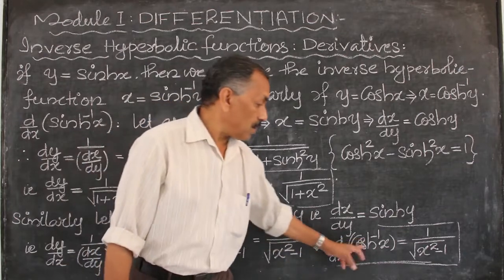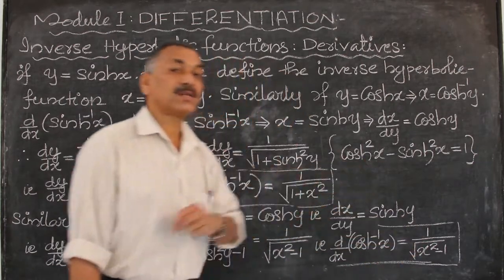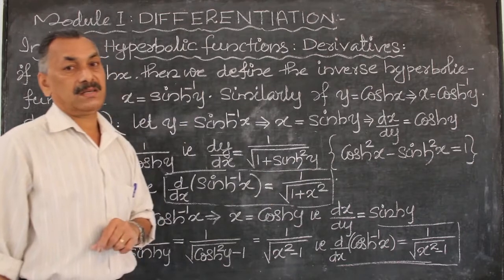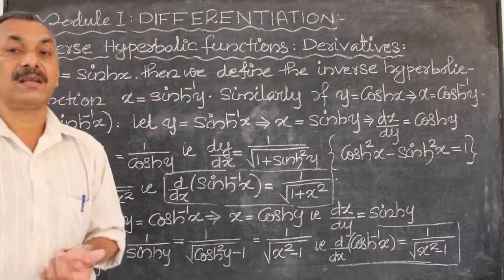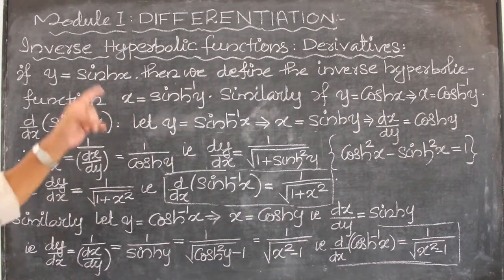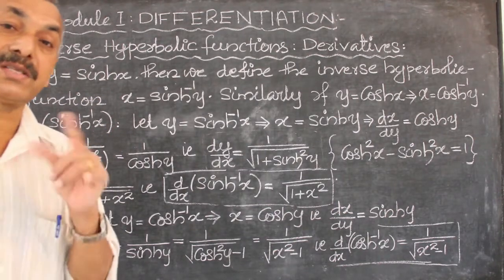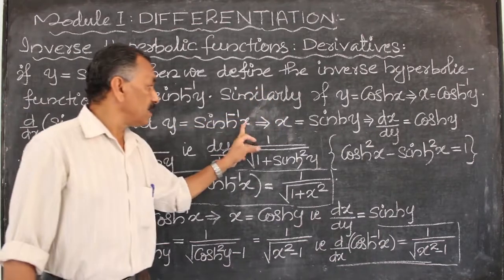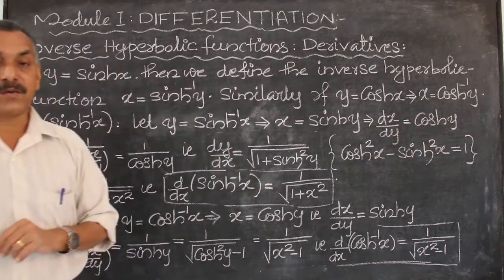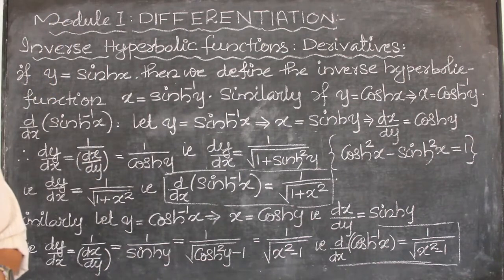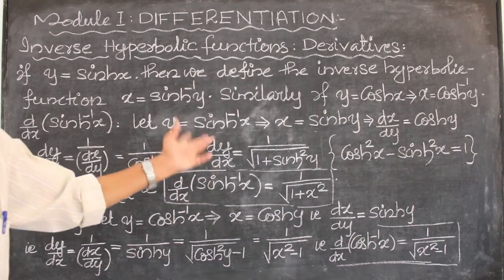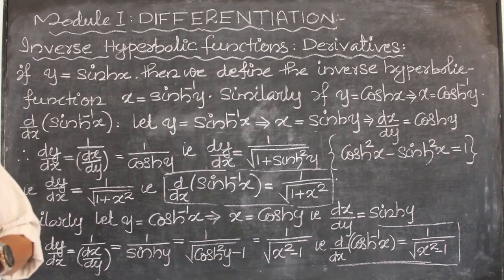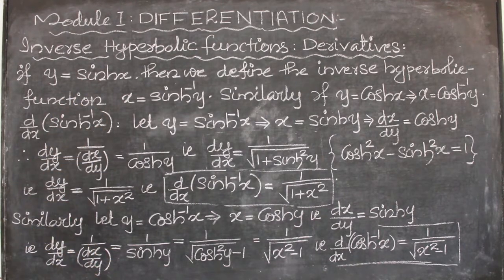So the derivative of cos h inverse x is equal to 1 divided by root of x square minus 1. Derivative of sin h inverse x is equal to 1 divided by root of 1 plus x square. So again, inverse hyperbolic function and the derivative. If y is equal to sin h inverse x, then x is equal to sin h y, and dy by dx is equal to 1 divided by root of 1 plus x square. Derivative of cos h inverse x is equal to 1 divided by root of x square minus 1. Okay? Save it.